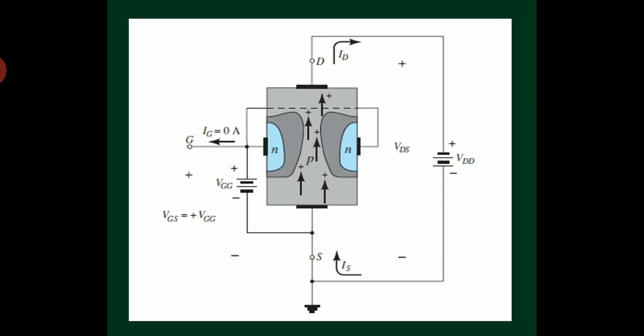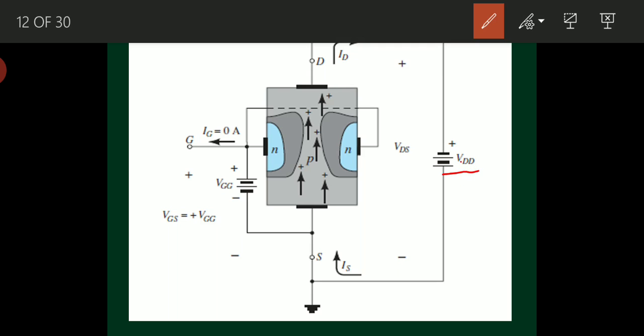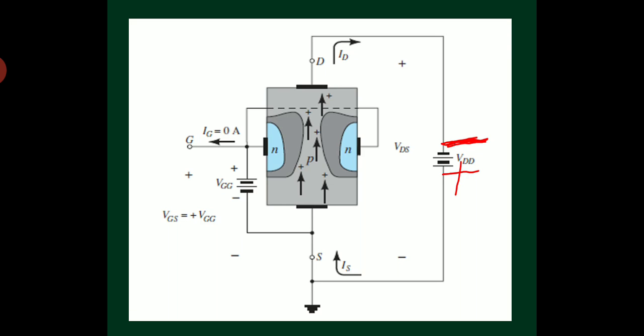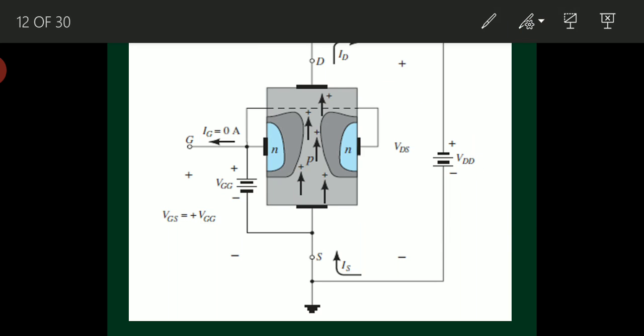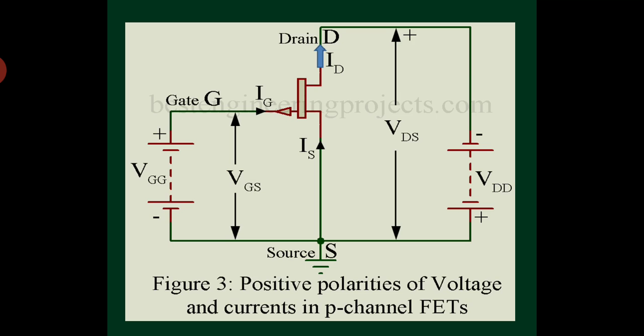So this is the voltage source. The positive terminal I have to give to the source, and the negative terminal of VDD I have to apply to the drain terminal in order to make it work properly. So this is the circuit diagram, and how will this circuit work?